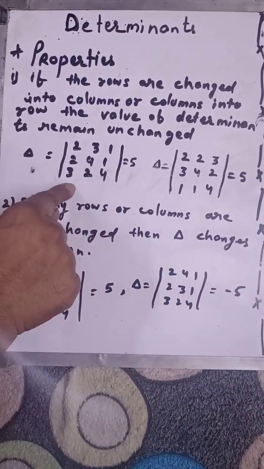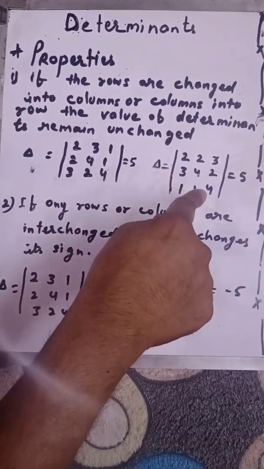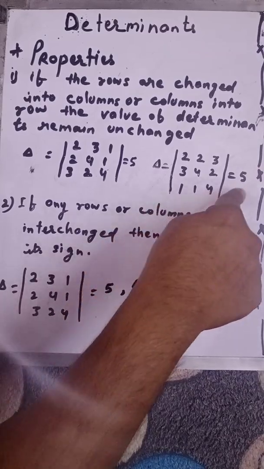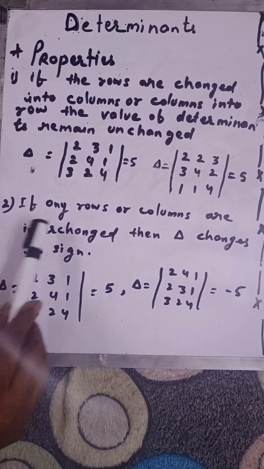So here when you solve this determinant, you will get this value 5. And when you solve this determinant, you will get the same value. So this is the first property of determinant. Fine. And in reverse, if you make columns into rows, then the same concept you have to apply. You'll get the same value. Got it?